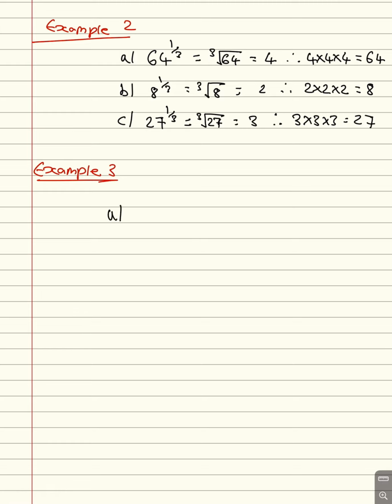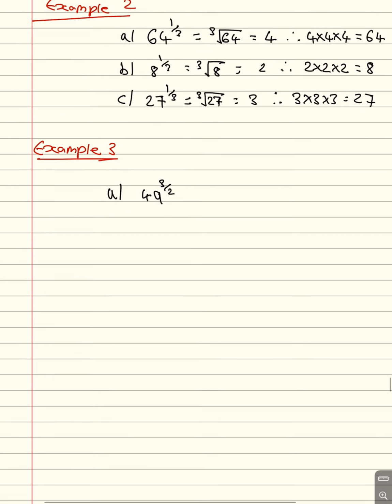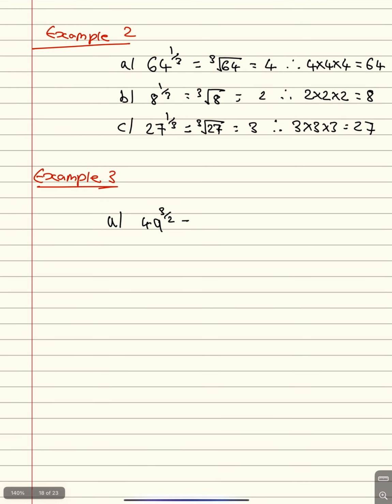Example 3. Part A, so we have 49 to the power of 3 over 2. Just before, I should say the 3 dots there mean therefore, not because; they should be upside down. So 49 to the power of 3 over 2 is equal to the square root of 49, because the denominator is 2. As the numerator is 3, we've got to put it all to the power of 3. Again, this is different to example 2, where the numerators were 1.